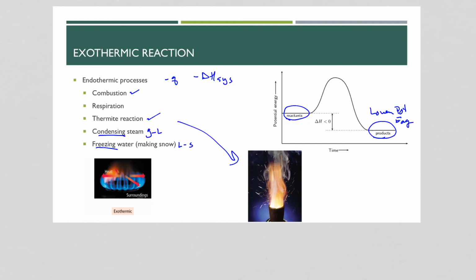Okay. So exothermic. The key is remembering these values. So the system, it's always the system that we think about. So endothermic, the system gains potential energy, has a positive change. Exothermic, the system loses potential energy. We have a negative change.